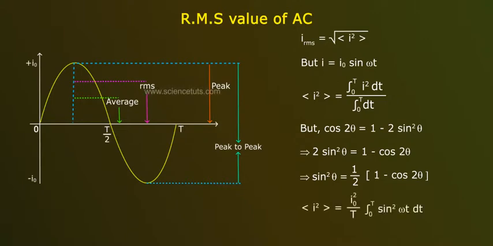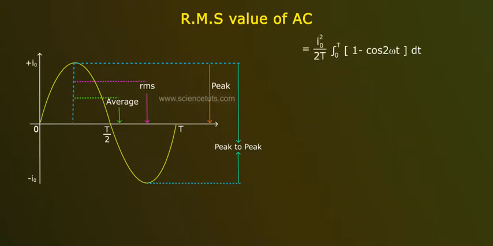Average I squared equals I naught squared by T, integration from 0 to T of sine squared omega t dt, equals I naught squared by 2T, integration from 0 to T of (1 minus cos 2 omega t) dt, equals I naught squared by 2T into [t minus sine 2 omega t by 2 omega] from 0 to T.